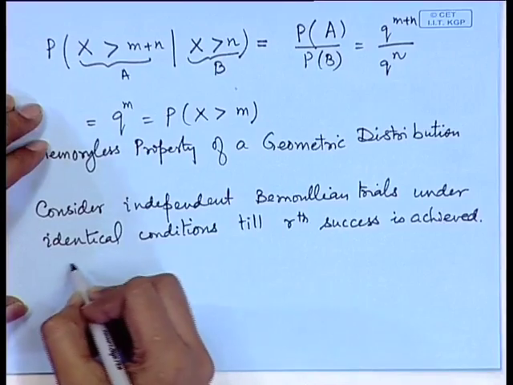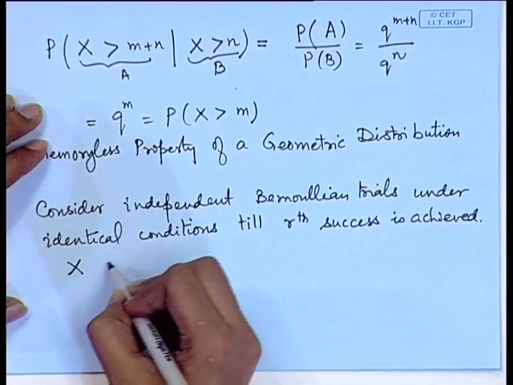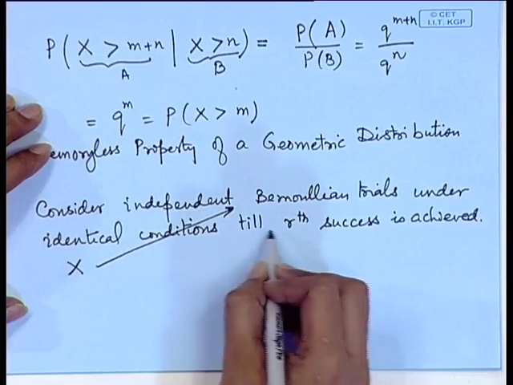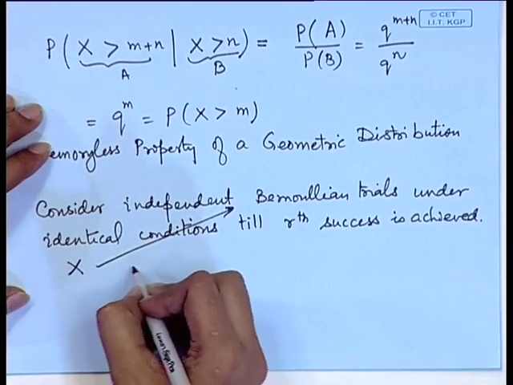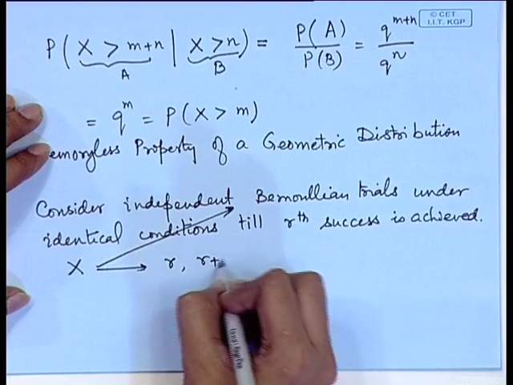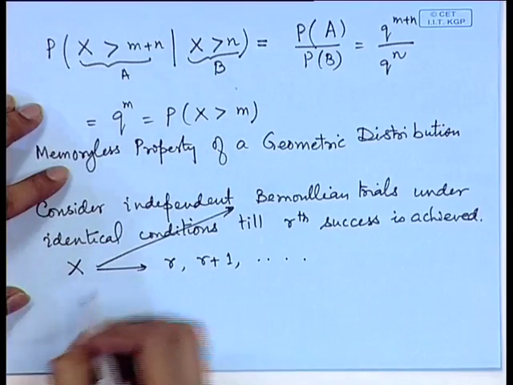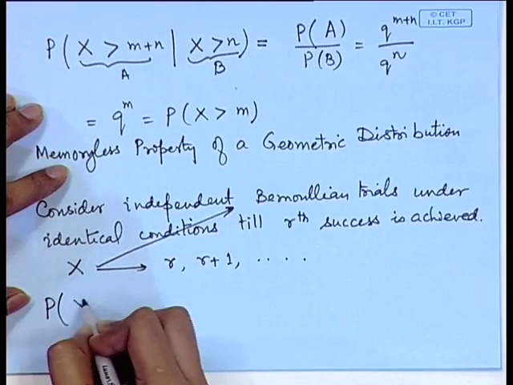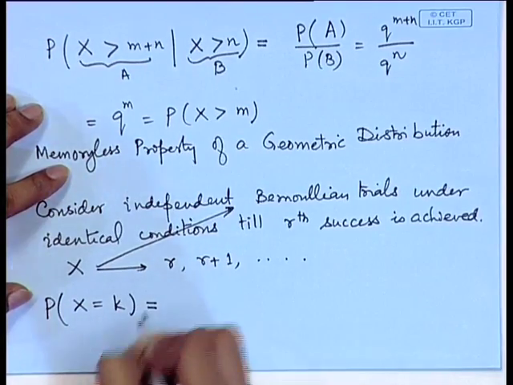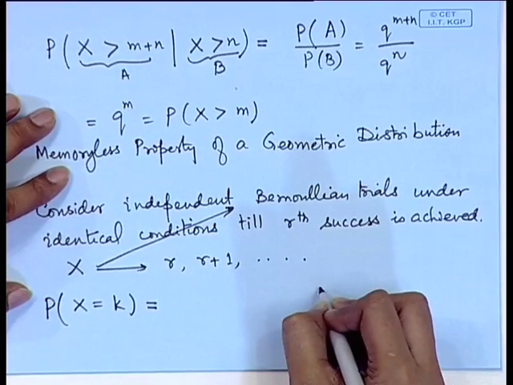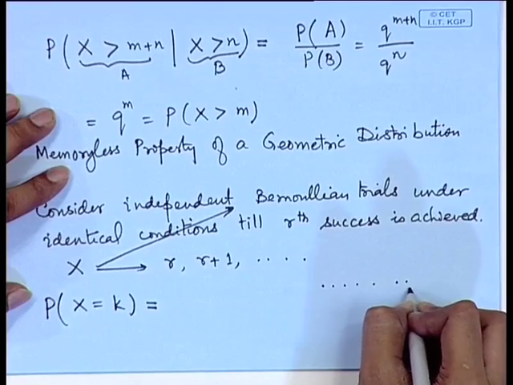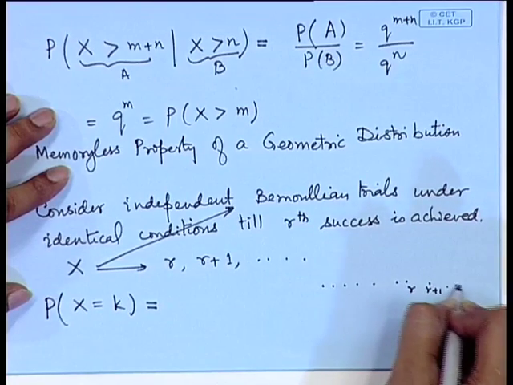So, if we consider X is the number of trials needed for the first time rth success is achieved, then what are the possible values of X? X can take values r, r plus 1 and so on. So, if we write down probability of X is equal to say k, then what this will be? So, 1, 2, 3, 4 etcetera, say r, r plus 1, k.